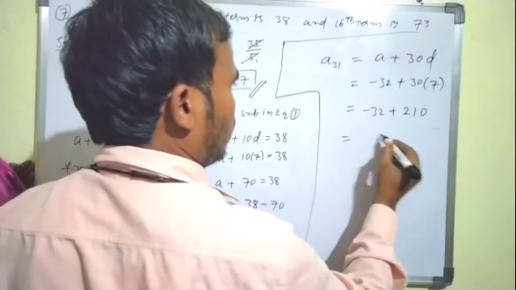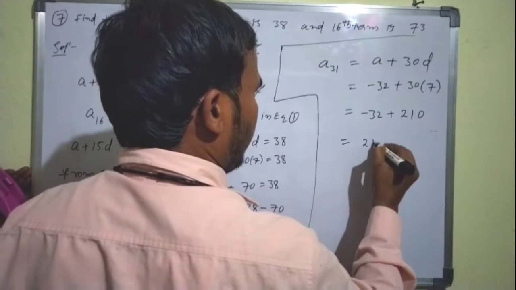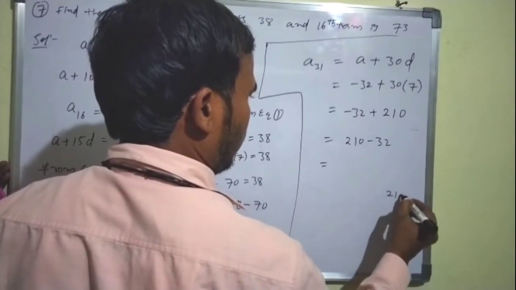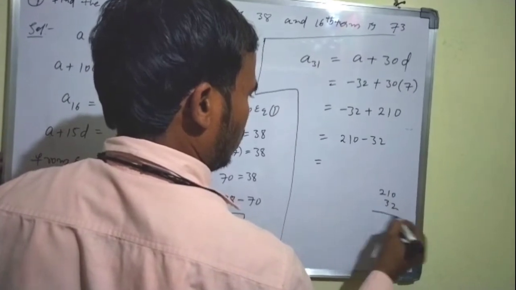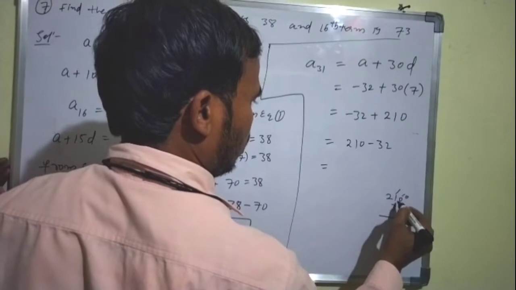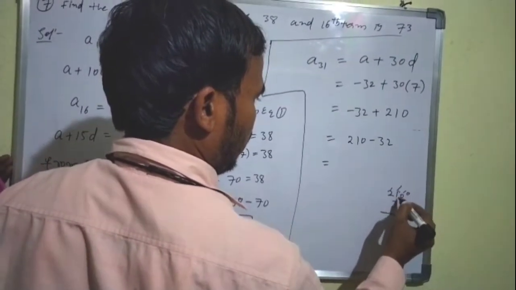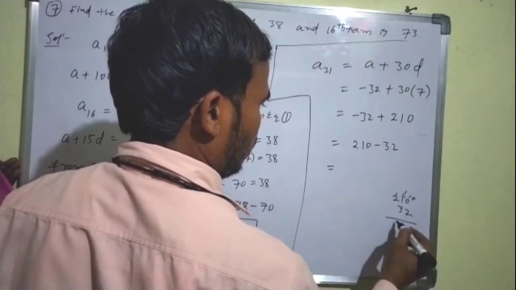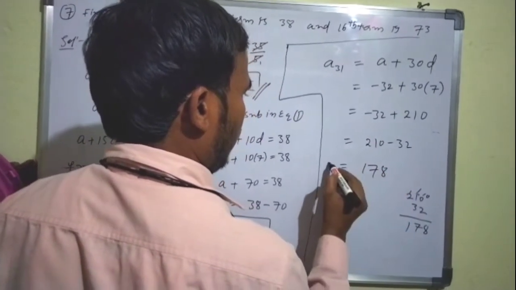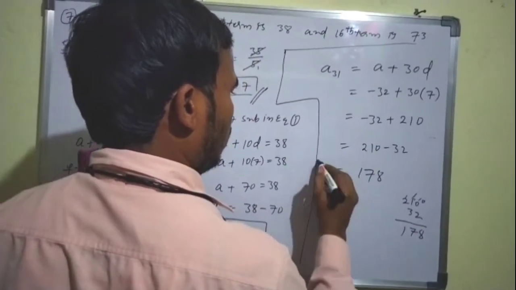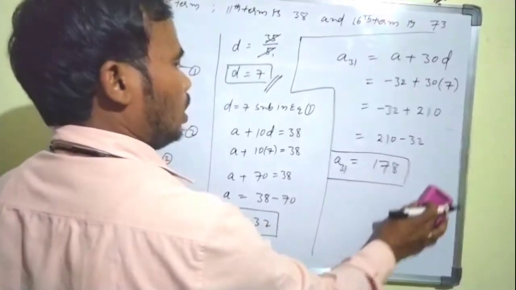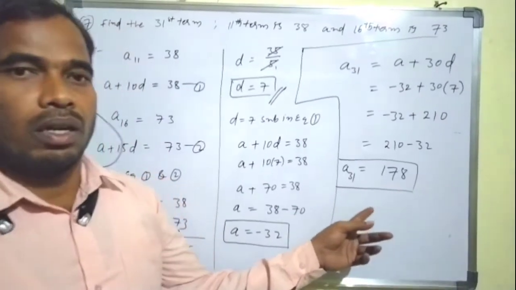210 minus 32. 210 minus 32. So do the subtraction. What do we get for 210 minus 32? 10 minus 2 is equal to 8. Here nothing, so again 10. 10 minus 3 is equal to 7. Here is a 1. So what is that? 178. The 31st term is 178. This is how we should solve the solution.